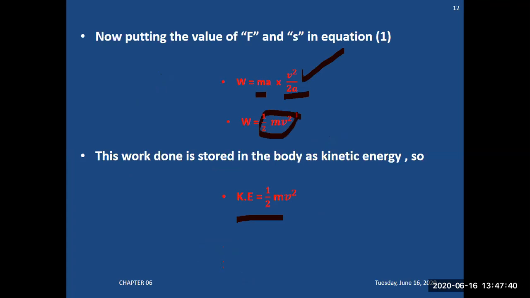This shows that whenever you are asked to calculate the amount of work done during the motion of any object, we use the definition of work done. We calculate the work done by applying all the conditions, and at the end we get this formula, half mv square. So the work done during the motion of any object is equal to kinetic energy.